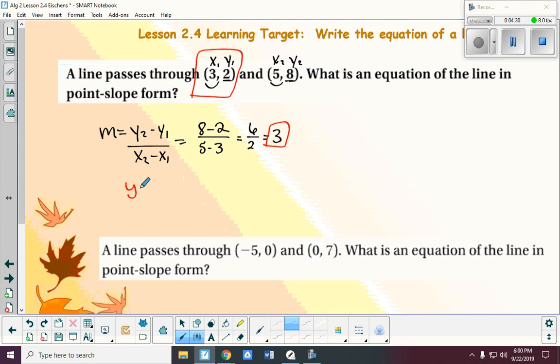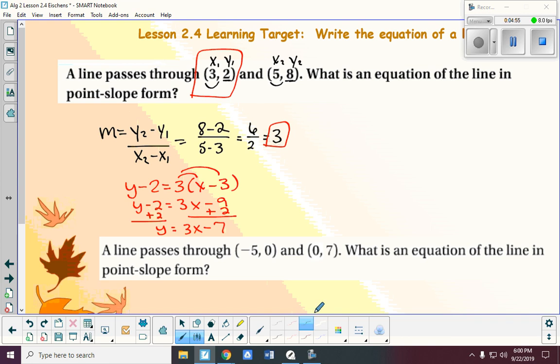So we would have y minus y1 equals 3 times x minus x1. And if we distribute, we'd have y minus 2 equals 3x minus 9. Add 2 to both sides. We have y equals 3x minus 7 for the equation of the line.